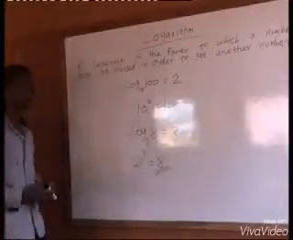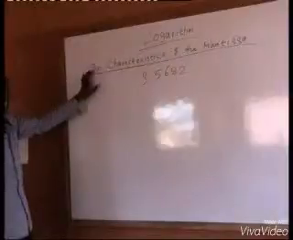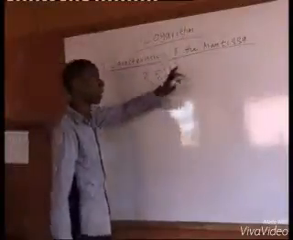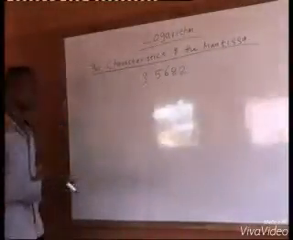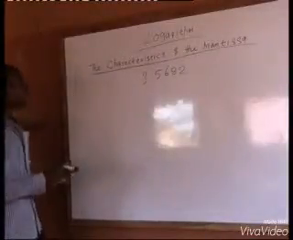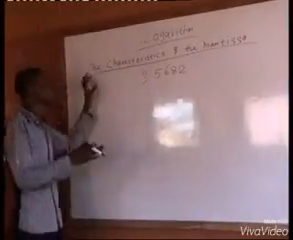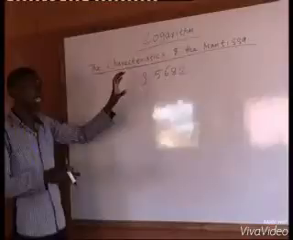For logarithm, we shall be talking about the characteristics and the mantissa. A logarithm consisting of two numbers, consisting of two parts, is called the characteristics and the mantissa.